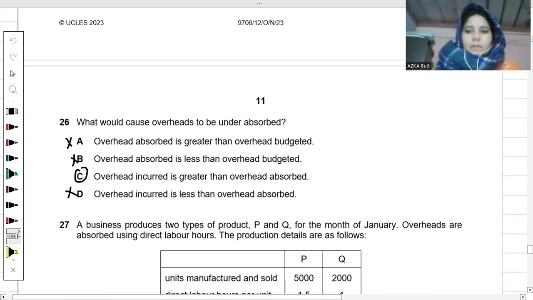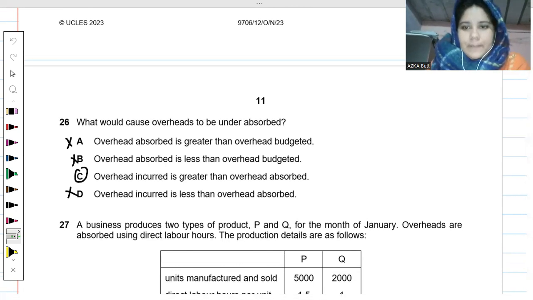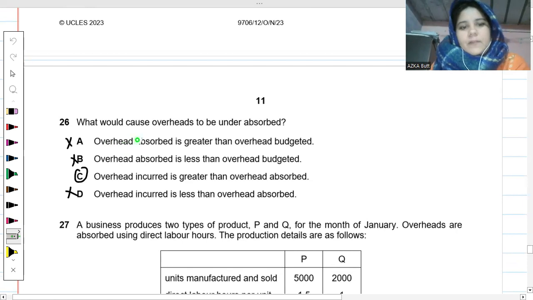Okay. So in 26 MCQ, what would cause overheads to be under absorbed?